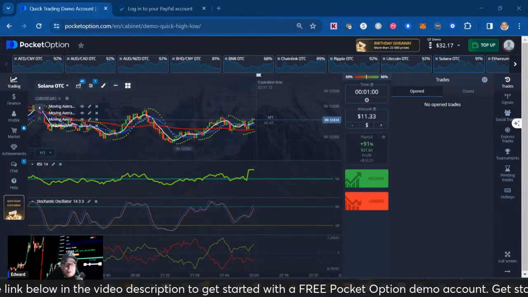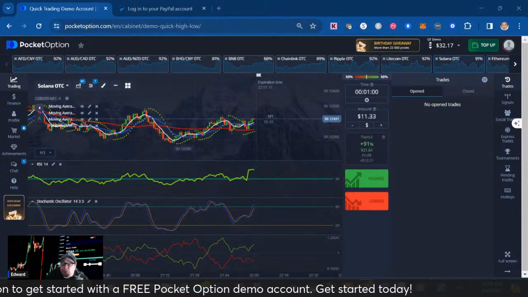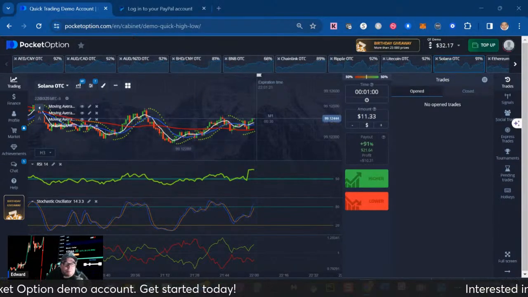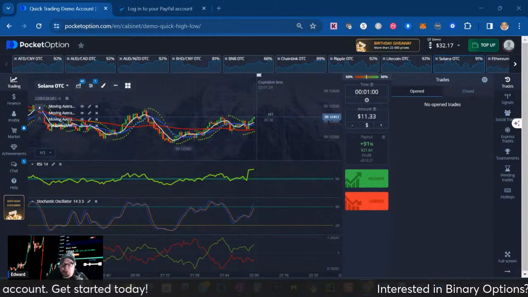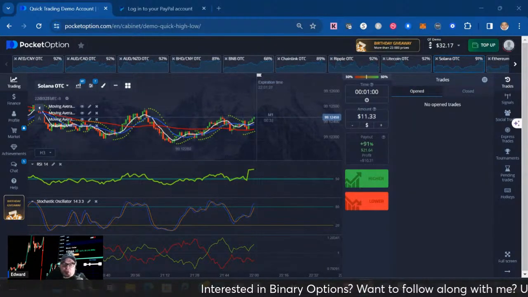Yeah, we're starting with $20 today, and I'll be doing the play-by-play as I go along with trading here on Pocket Option. If you're not familiar with Pocket Option, there's a link below to get started with a free demo account. It gives you 10,000 free virtual dollars.